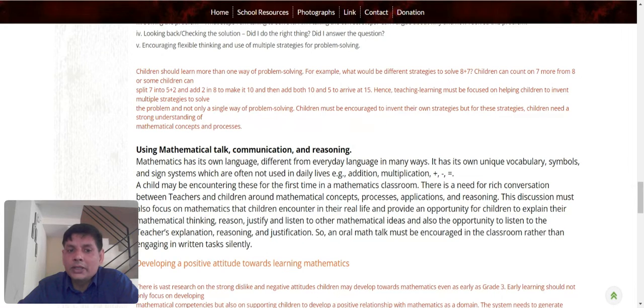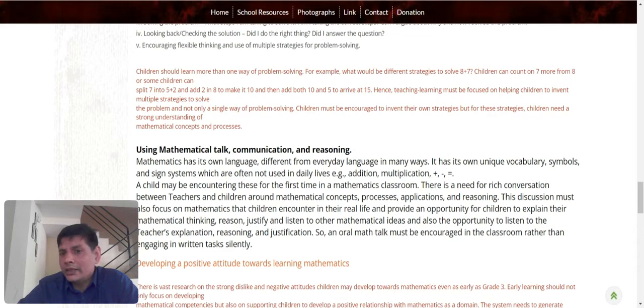Children should learn more than one way of problem solving. For example, what would be a different strategy to solve 8 plus 7? Children can count on 7 more from 8, or some children can split 7 into 5 plus 2 and add 2 to 8 to make it 10, and then add both 10 and 5 to arrive at 15.